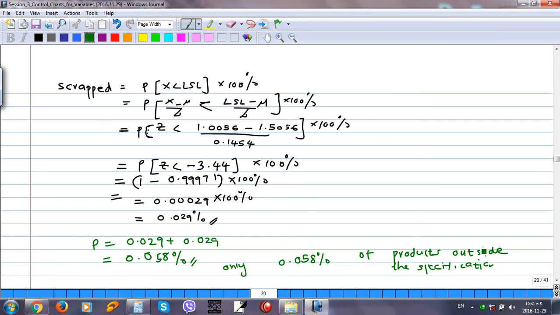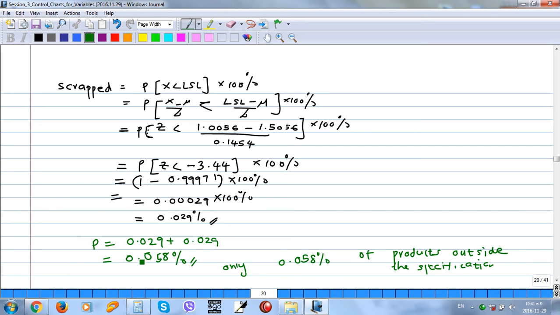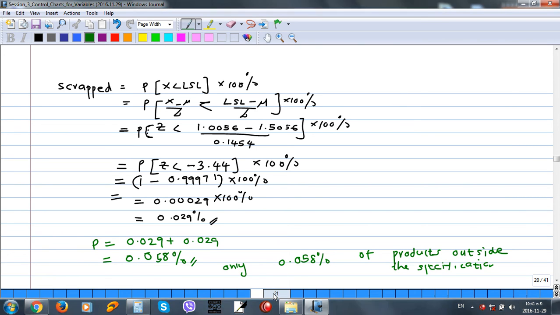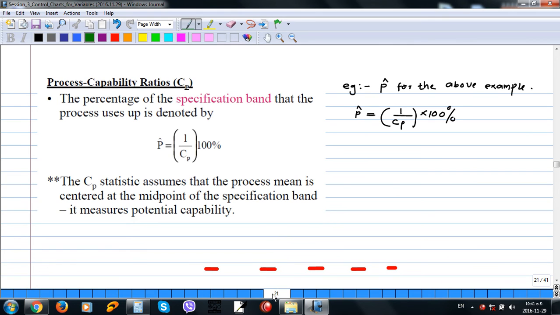It means you can use this method to show this process is capable. Why? If you find these two and add them together, you can say what percentage lies outside of the specification limits, right? So this can also be used to show the process capability.